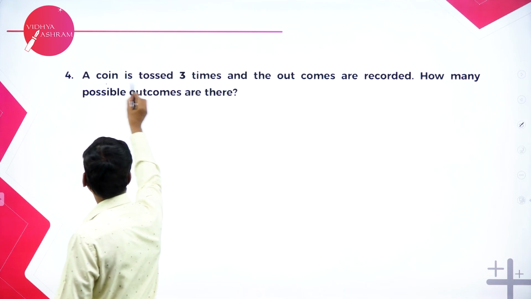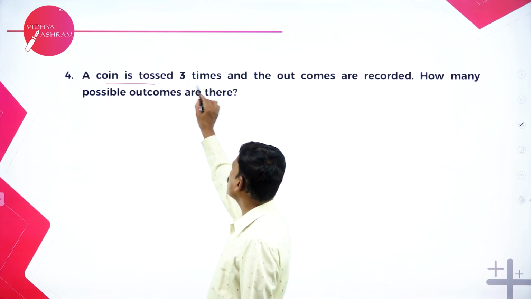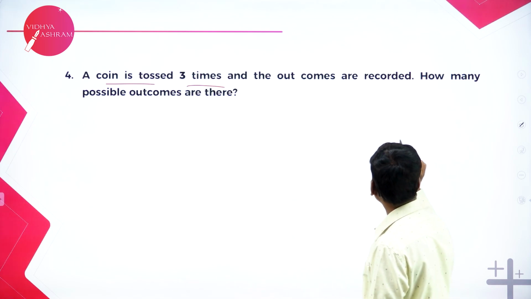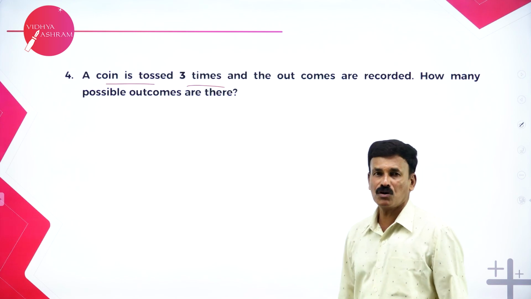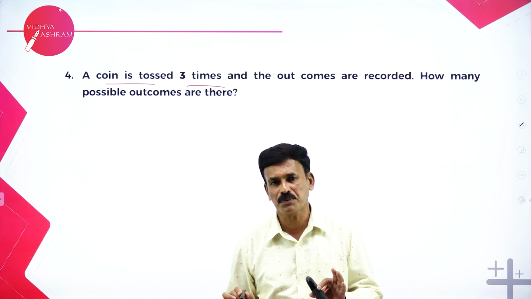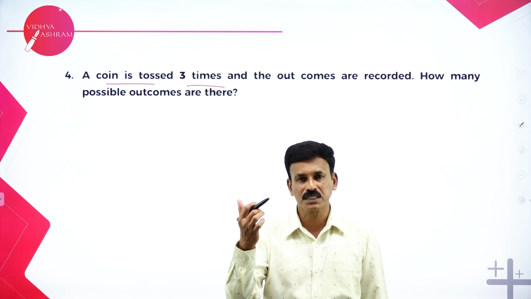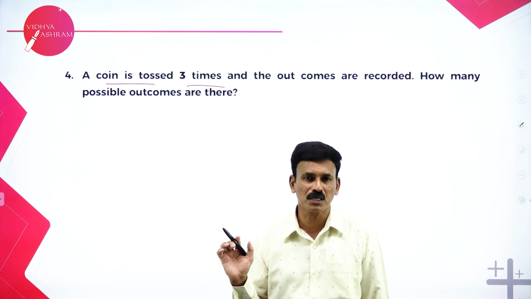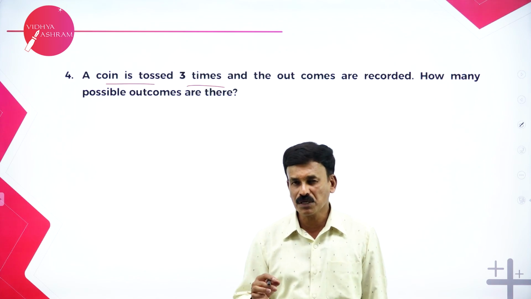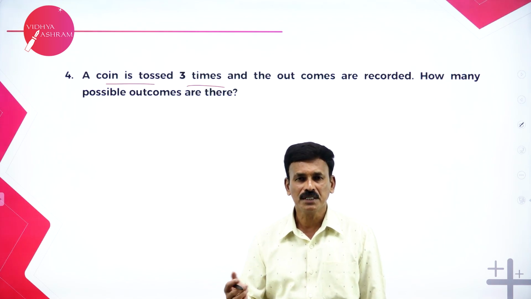Problem 4. A coin is tossed 3 times and the outcomes are recorded. How many possible outcomes are there? We have to find only the outcomes, that is, the sample space. Suppose you toss a coin one time, what are the possible outcomes? Either you get a head or a tail.